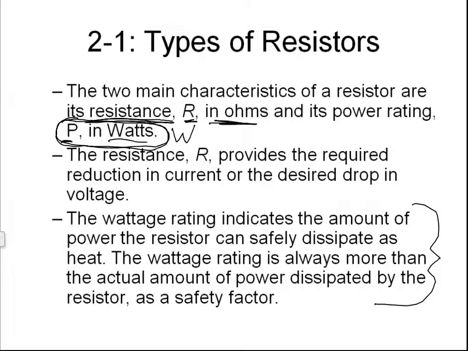Now, the wattage rating is always more important than the amount of power dissipated by the resistor. And what we do is we do our calculations for resistance, current, voltage, and then we do a calculation for the power required for that circuit. And then we double it, and that's the size resistor we put in.